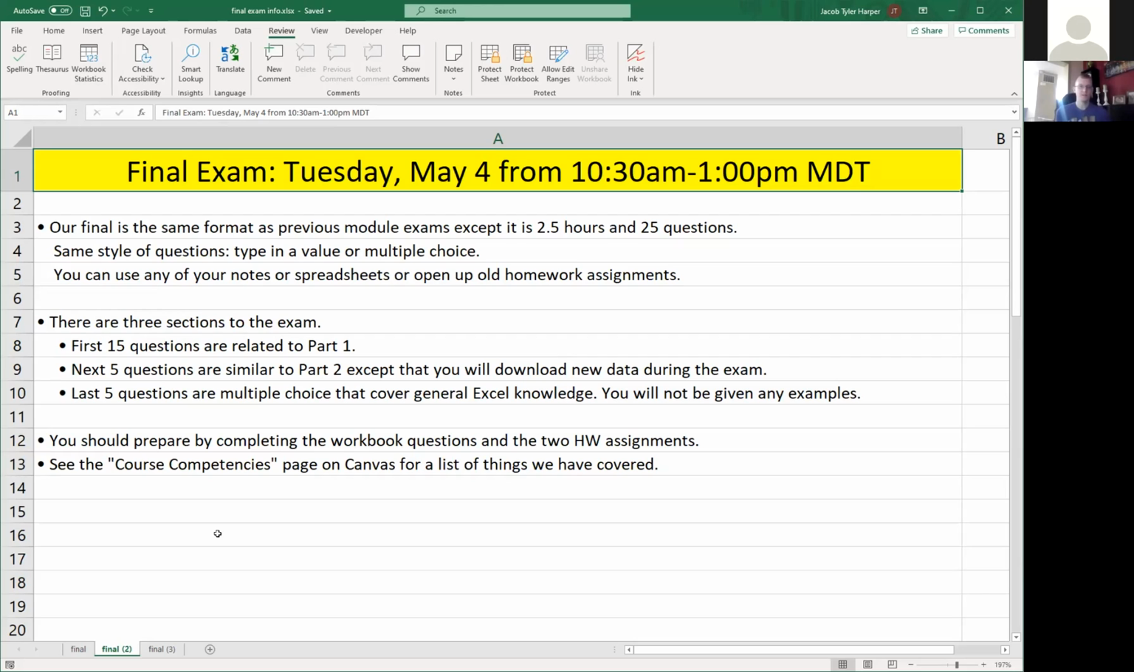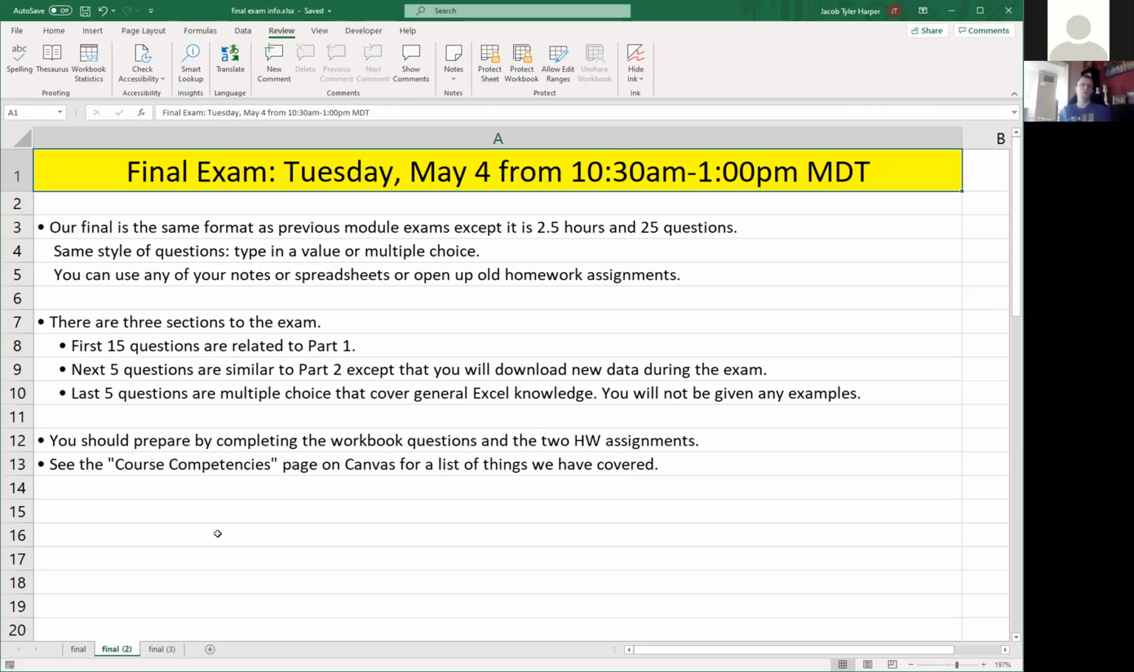The next 5 are going to be similar to part 2, but for those 5 questions, you're going to have to download a new spreadsheet during the exam. So when you're going through those questions or reviewing, just make sure you're able to answer those questions on the fly and type in the code during an exam. You don't have to rely on something you've already built. And then the last 5 questions are multiple choice, and they are covering just general Excel knowledge, but you don't have any examples of these guys.